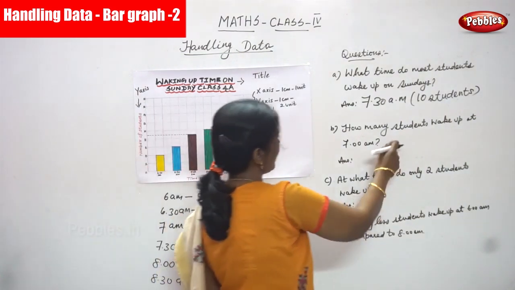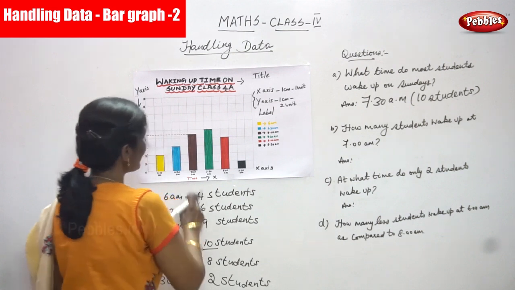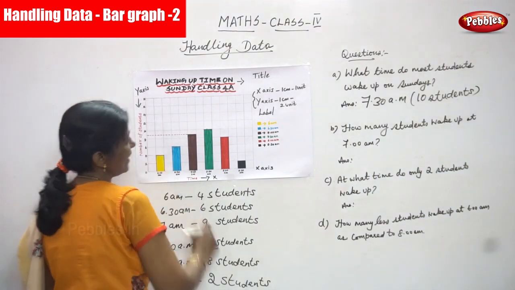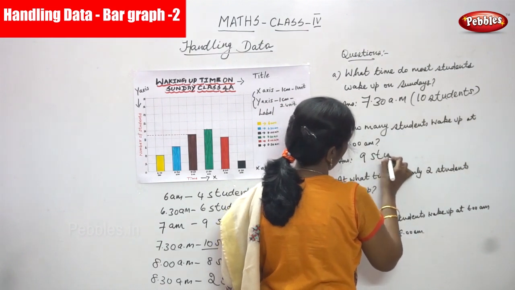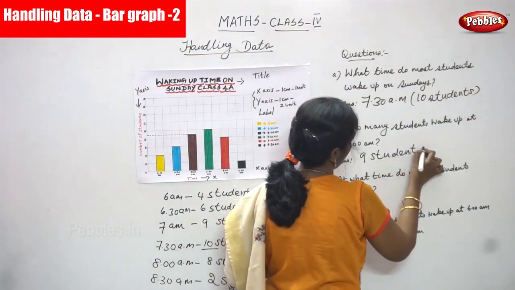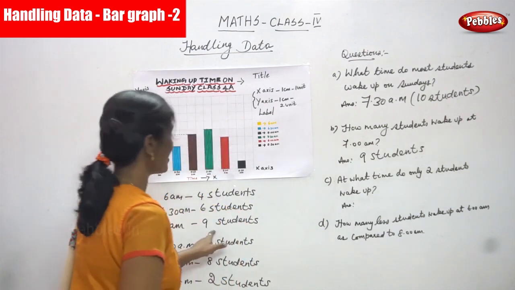Next, how many students wake up at 7 a.m.? How many students means? That is 7 a.m. That is 9 students. How many students wake up at 7 a.m.? 9 students. I clearly mentioned 9 students.